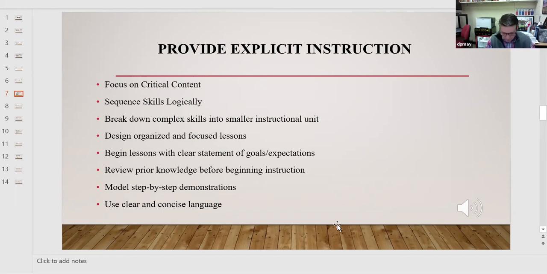I think we're going to turn it over to Vonda, and she's going to provide you with the other part of the explicit instruction piece.